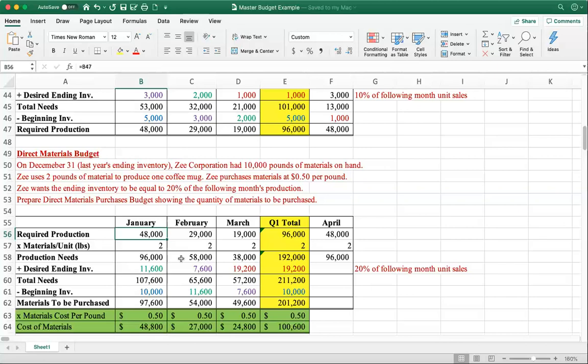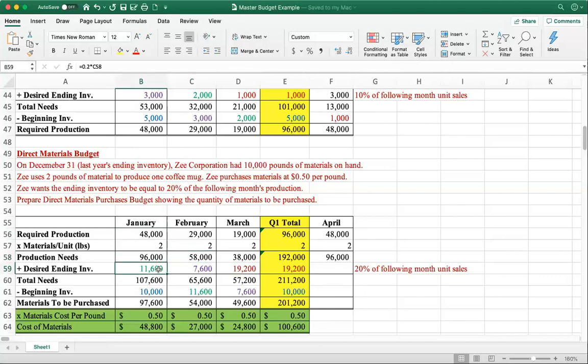For that purpose, you need to have extra raw material available, which in this case Z said the ending inventory is to be equal to 20% of the following month's production need. Okay, so the desired ending inventory is 20% of the following month's production needs. Production need for February is 58,000. So January's desired inventory is 20% of 58,000. If you look at the formula here, it says 0.2 times C58. C58 is the column, this one.